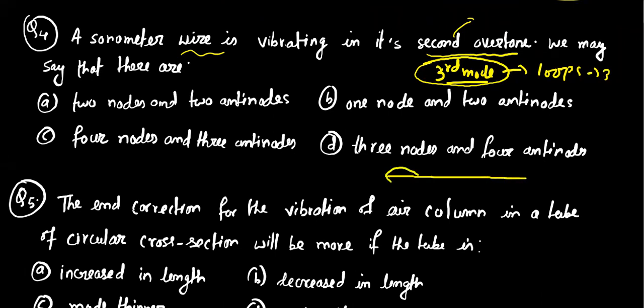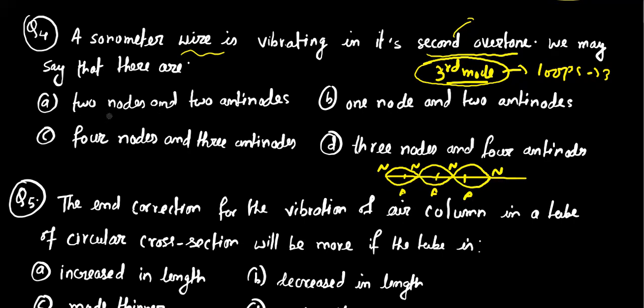This is the first loop, this is the second loop, and this is the third loop. So just count these nodes and antinodes. There are four nodes and three antinodes: 1, 2, and 3. So we have to analyze the correct option, which must contain four nodes and three antinodes.